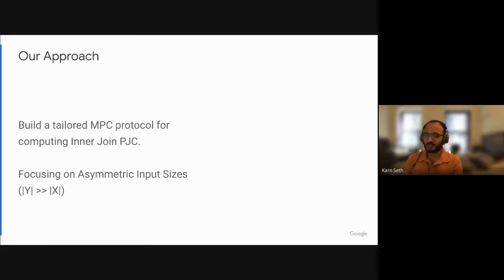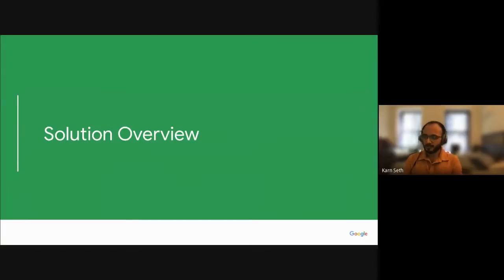So our approach for this is to build a tailored multi-party computation protocol for computing this functionality, and we're focused on asymmetric set sizes. The case for symmetric set sizes is already really well studied, but asymmetric is really not that well studied, and we think it's actually really useful. I'm just going to give a very quick overview of how this solution works.